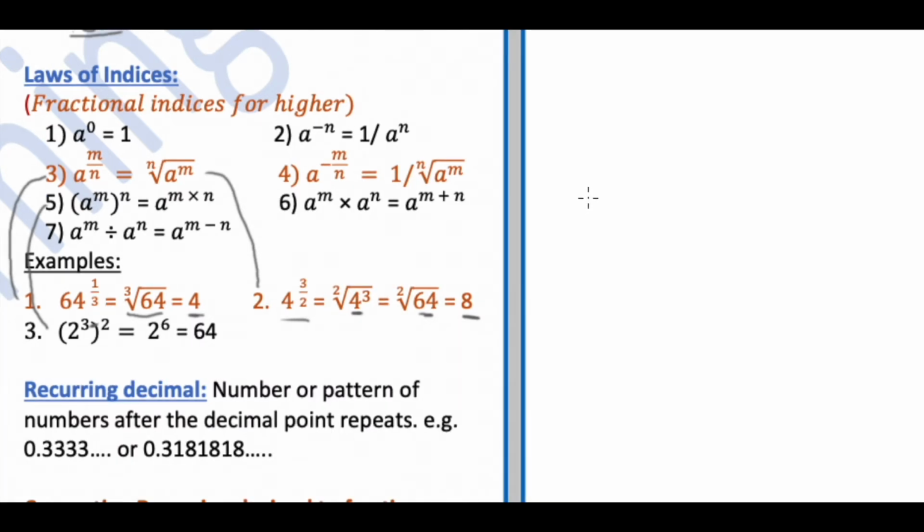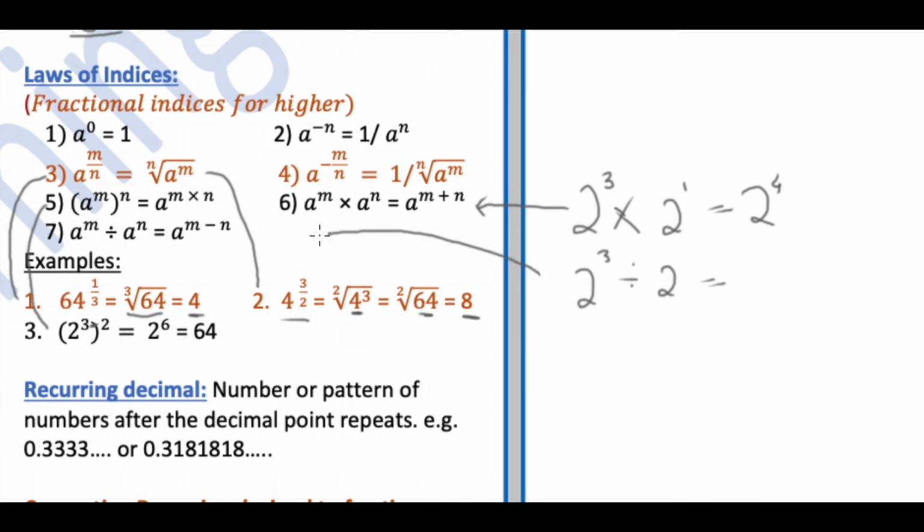Here I will solve a few more examples, like if I write 2 power 3 times 2 power 1, the bases are the same, and it's multiplying together, so you need to add the powers. If there is nothing, it means the power is 1, so you will get 2 power 4. And if I divide this, look, both bases are dividing, so this is related to the seventh law, and here you need to subtract the powers. 3 take away 1 will give you 2.